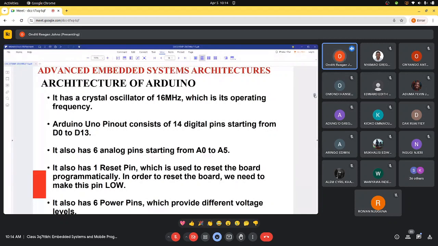In order to reset the board, we need to make this pin low. So what do we mean by making the pin low? Correct? Anybody who can help me explain that? By making the reset pin low means what? It's a big class. I should have people answering such questions. What do you mean by making a pin low? Voltage 0. Easy. That is it.